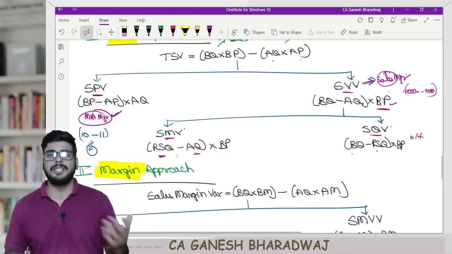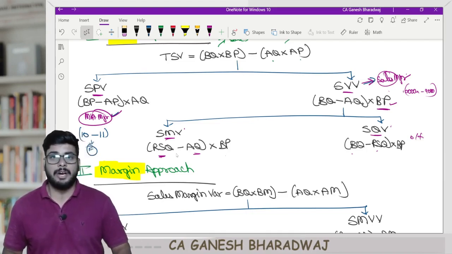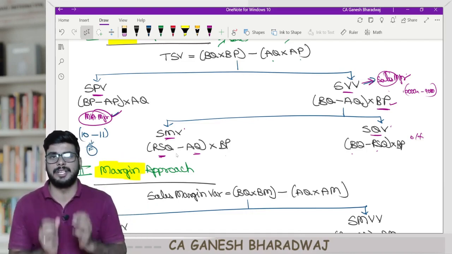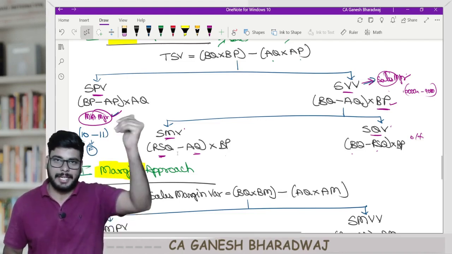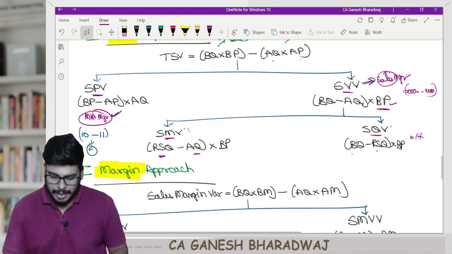Now, basically, the company deals in more than one type of product. If I'm selling more of a costlier product and less of a cheaper product, because of the deviation in the mix, the amount that is attributable to my overall sales volume variance is what gets captured here.